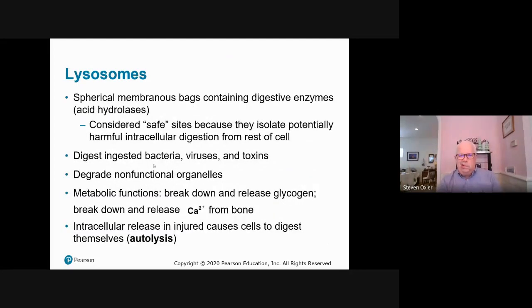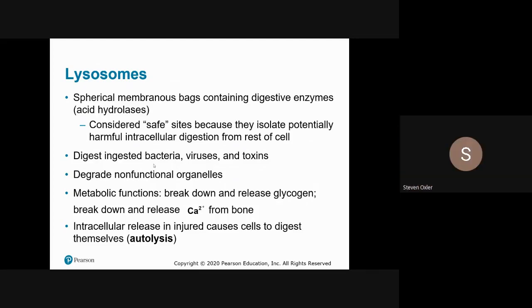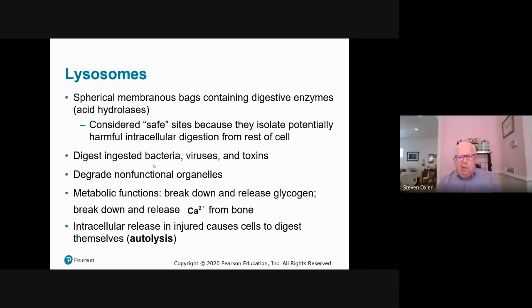Lysosomes. Lysosomes are another bag of enzymes, and these enzymes are called hydrolases. Hydrolases are digestive enzymes. They digest bacteria, digest viruses. They break down and release glycogen. They break down and release calcium from bone. So they're hydrolases. Hydrolases are in lysosomes. Oxidases and catalases are in peroxisomes. Know those enzymes.